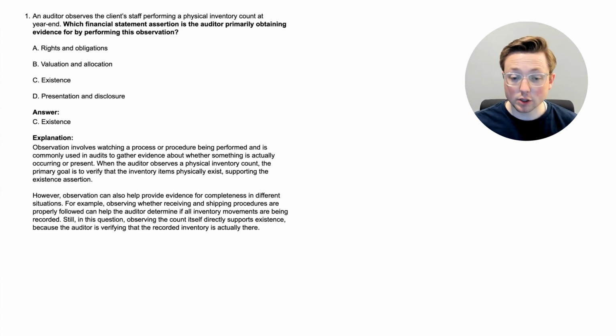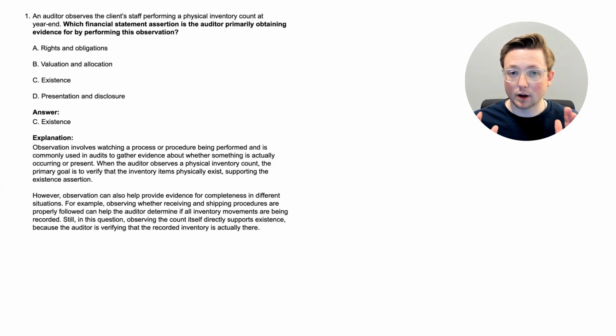However, observation can also help provide evidence for completeness in different situations. And we didn't talk about that in the question, but I wanted to talk about it in this explanation. For example, observing whether receiving and shipping procedures are properly followed can help the auditor determine if all inventory movements are being recorded. Still, in this question, observing the count itself directly supports existence because the auditor is verifying that the recorded inventory is actually there. But don't forget that observation is mainly used for existence and completeness. Those are the 2 assertions that you're usually trying to prove or gain evidence about when you're doing an observation.